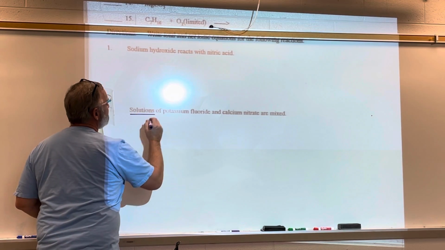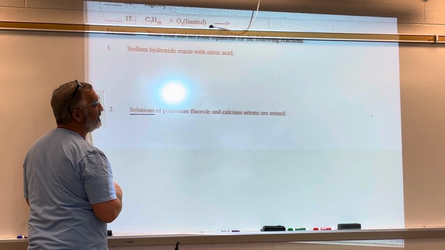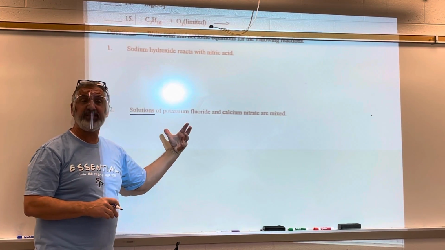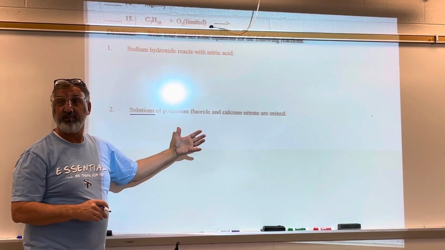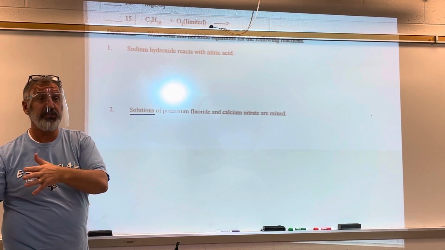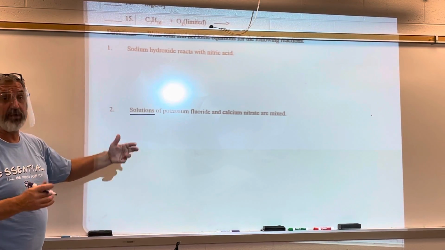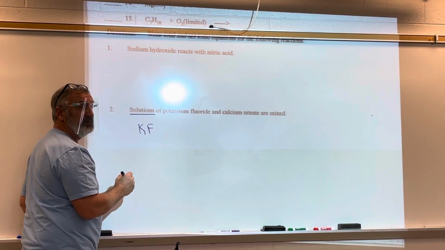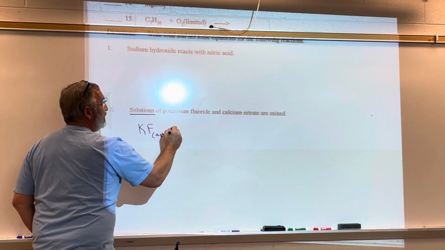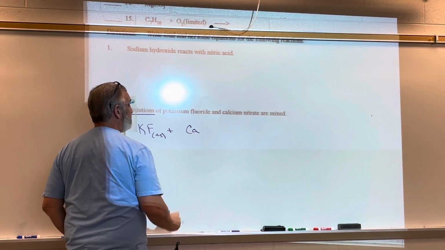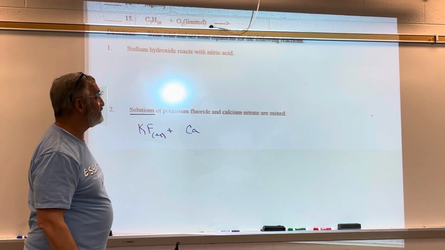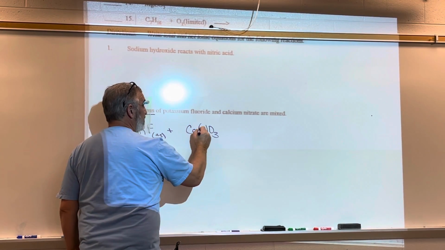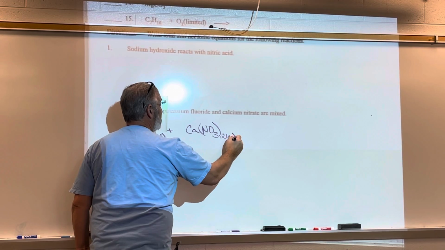Now this time they tell you, solutions of potassium fluoride and calcium nitrate are mixed. Since it's plural, that means they're both solutions. Solution doesn't mean liquid, solution means aqueous. A solution is a type of mixture, and mixture means two things, this plus water. So potassium fluoride, potassium is +1, fluoride is -1, so that's going to be aqueous. Calcium is +2, and nitrate is -1, so I need two of them. It too would be aqueous because of the solutions.